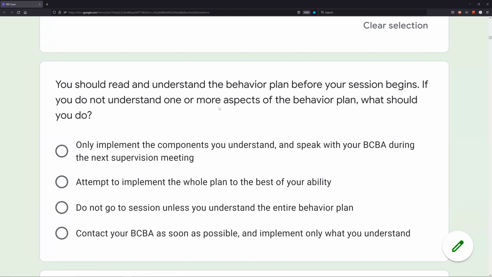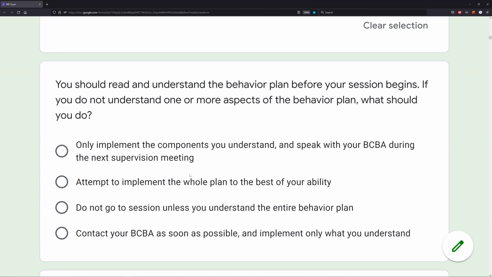In this case, you don't understand the behavior plan. What are you going to do? You're about to start the session. What's your next step? A, only implement the components you understand and speak with your BCBA during the next supervision meeting. Okay, the first part is perfect. You're not going to implement something you don't understand. However, do we wait until our next supervision meeting? What if next supervision meeting is 2 weeks away? Or are we just going to go 2 full weeks with only implementing some of the behavior plan? Hopefully not. What does the task list say? Quick, effective communication with the BCBA. So A is okay so far. Can we find something better?